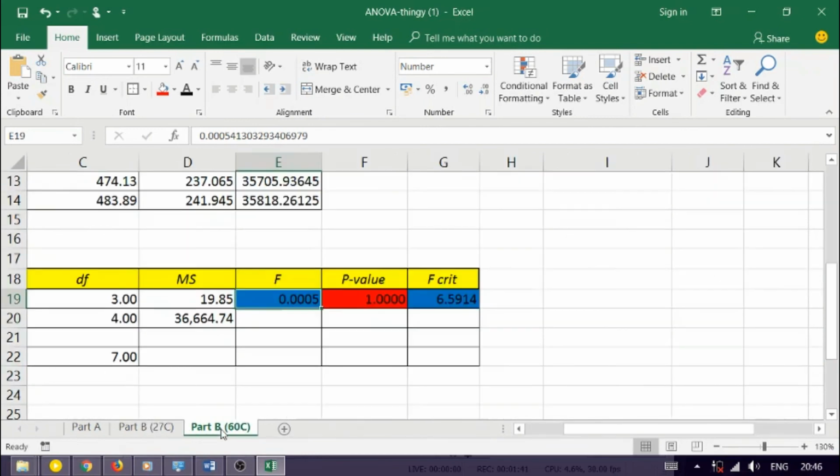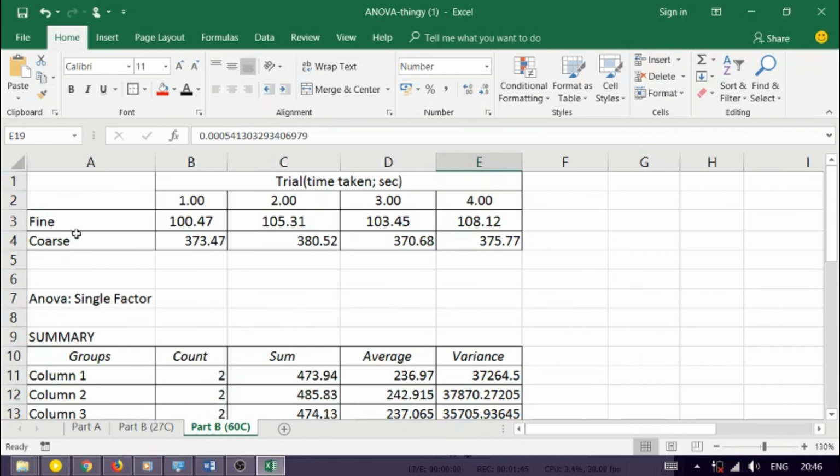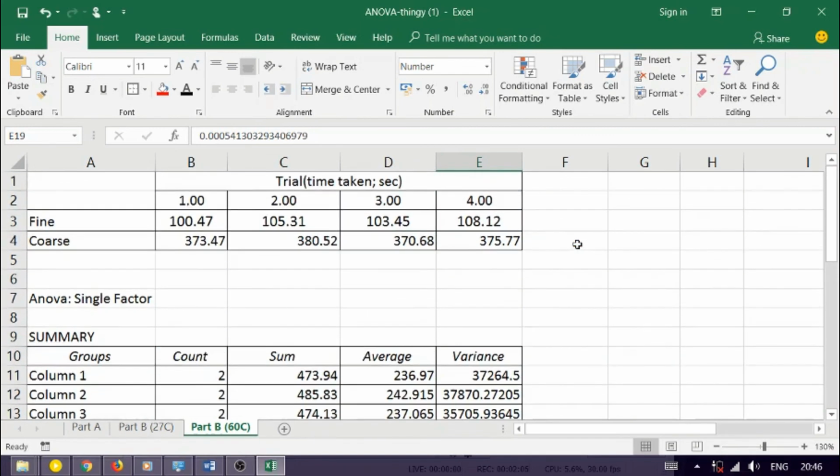So for part B, we conducted it using the same method but at different temperatures. So here is our ANOVA table. F is much smaller than F critical, and our P value is larger than the alpha value, meaning that our data is within the populations, and our null hypothesis is also accepted.